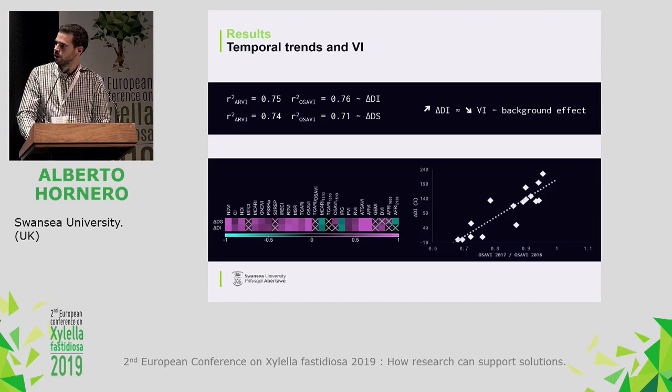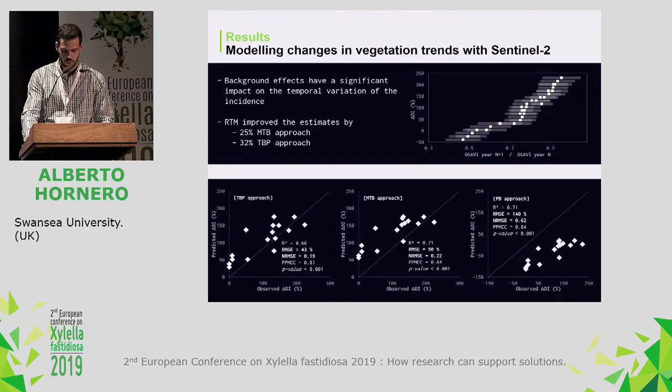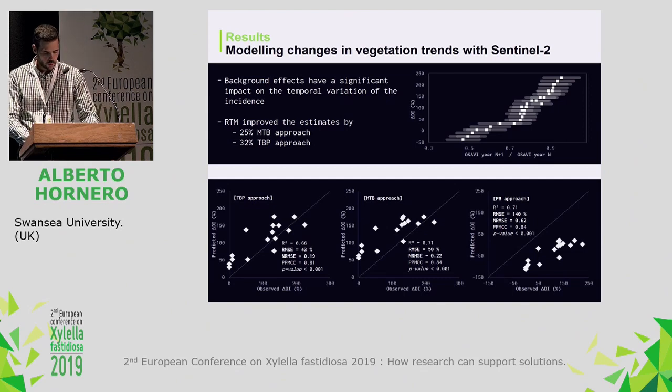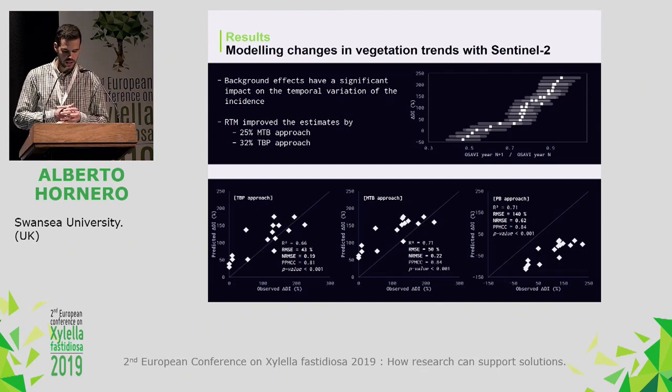This was finally also demonstrated with the model simulation analysis. This was due to the effect of the background on the signal and the temporal variation. So model simulations and field observations show that the background effects have a significant impact on the temporal variation of the incidence level. With the different strategies proposed, we found that the use of radiative transfer models improved the estimates by 25% when the background effects are taken into account, and by 32% when the heterogeneity was also considered.